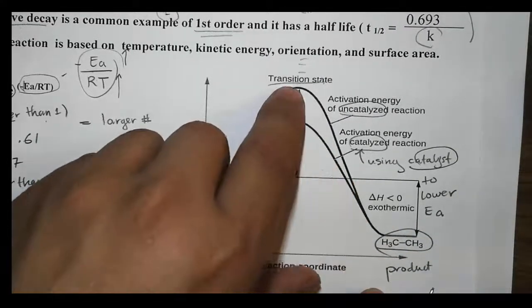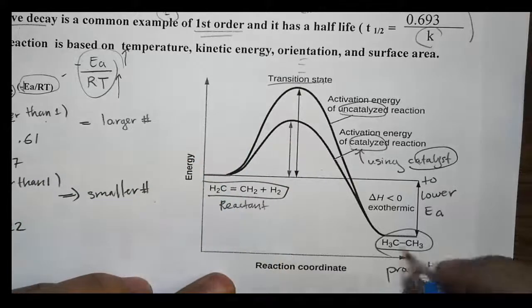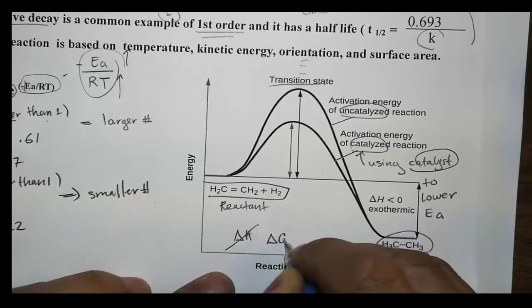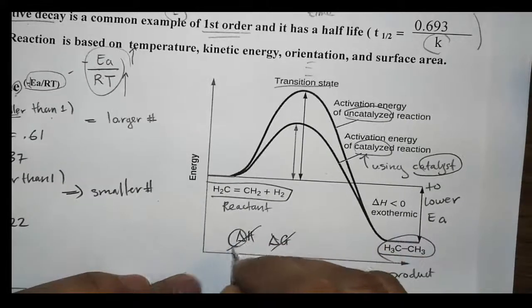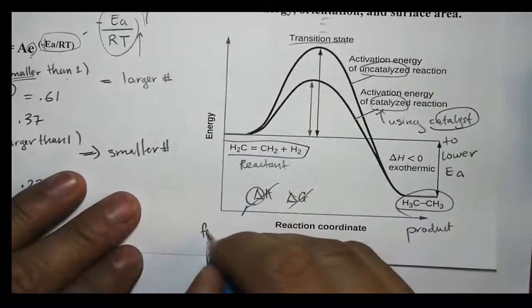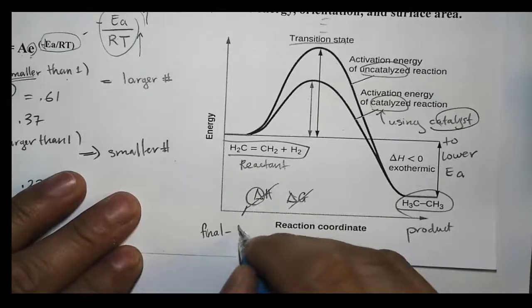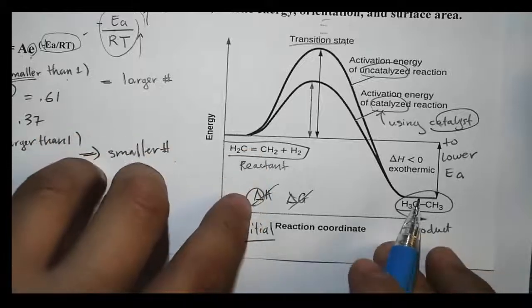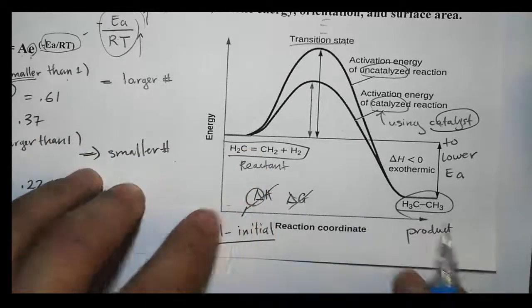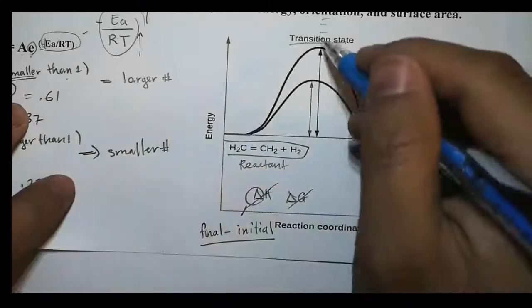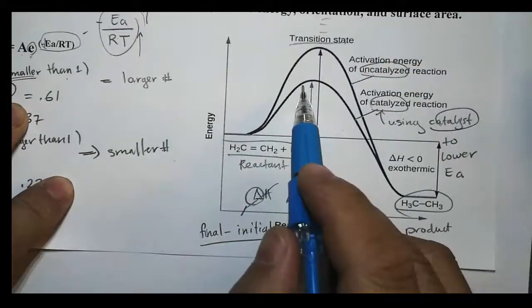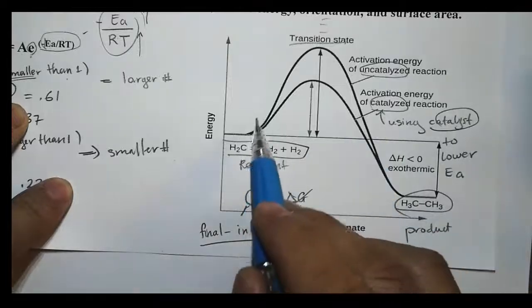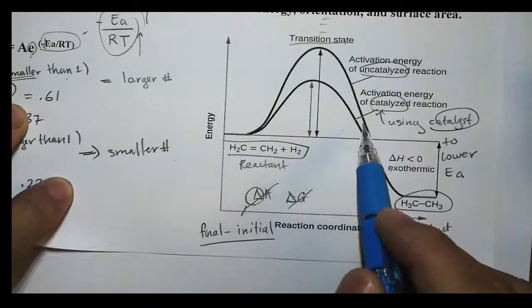It only affects the activation energy. It does not affect your delta H. Nope, it does not affect your delta G, because the word delta is relative to the final condition minus the initial condition. So keep that in mind. A catalyst does not affect your delta G or delta H. It only lowers the activation energy, which in the process will speed up the chemical process. It will increase your K, which is your reaction rate.